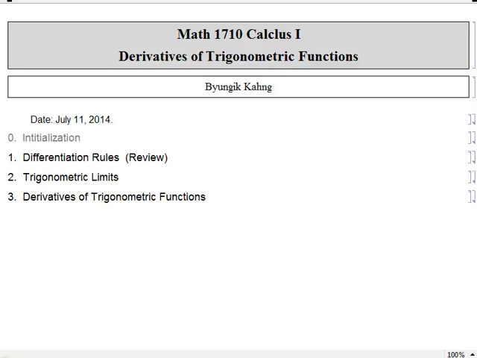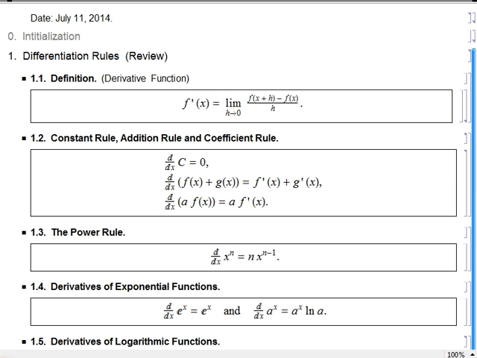In this lesson, we begin discussing the trigonometric functions. This will be roughly equivalent to section 3.3 of our textbook, but we intend to go a little bit deeper because we are going to include the chain rule as well. Let's review the derivative rules and everything we learned so far.